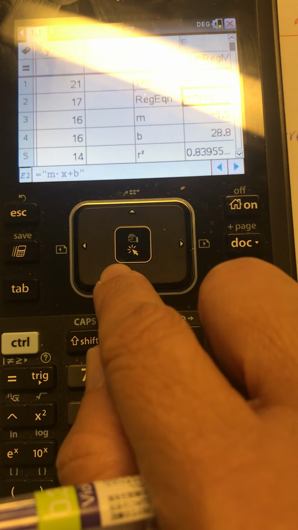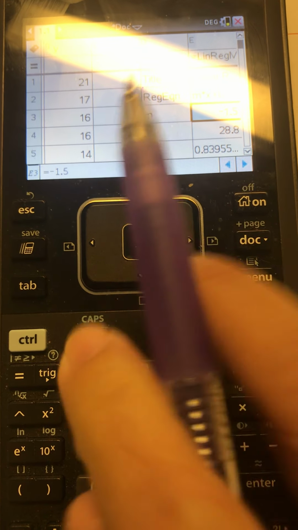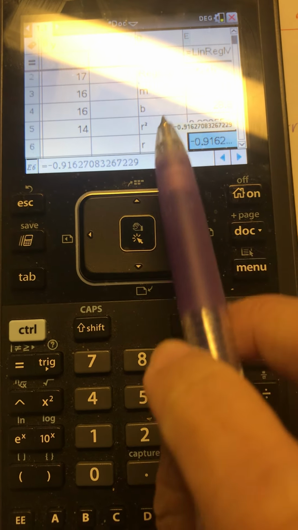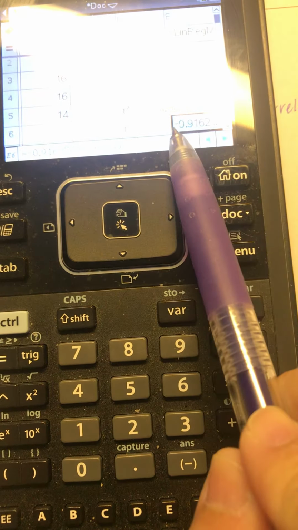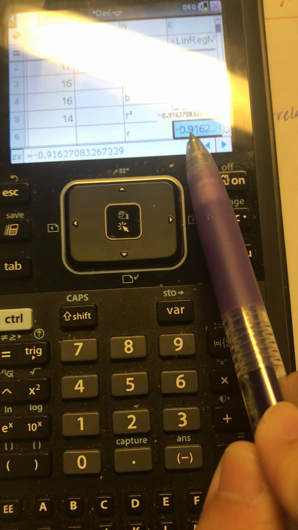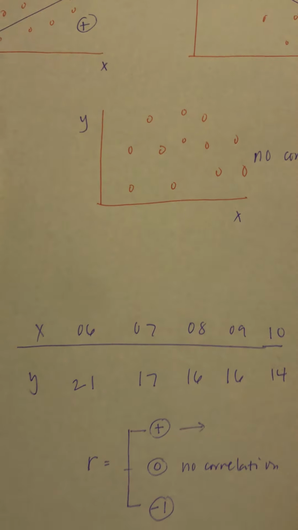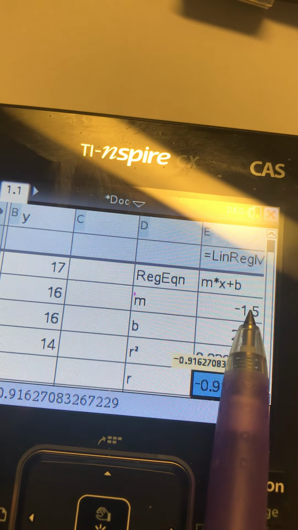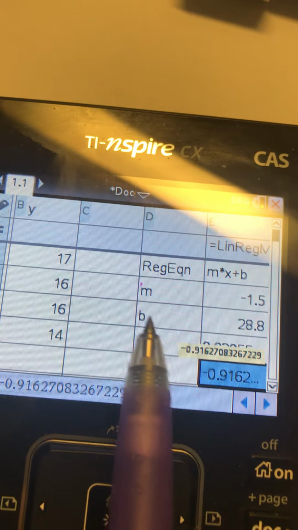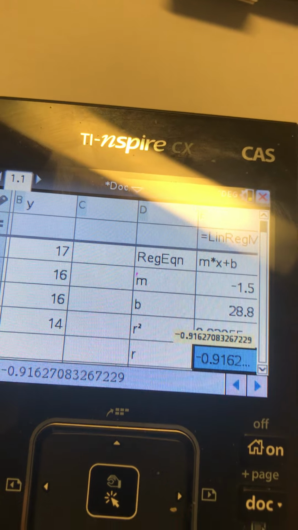And here you go. That's your slope, right? That's your m. That's your y-intercept, and your coefficient of regression is negative 0.9, which is closer to -1. So if you were to graph it, it would be a negative correlation. The slope, since it's decreasing data, would also be negative. And if you go back to year 2000, then this data would have started at 28.8. And that's it.